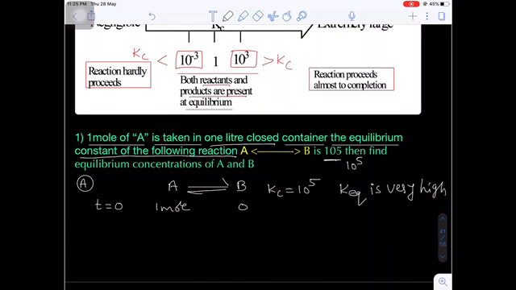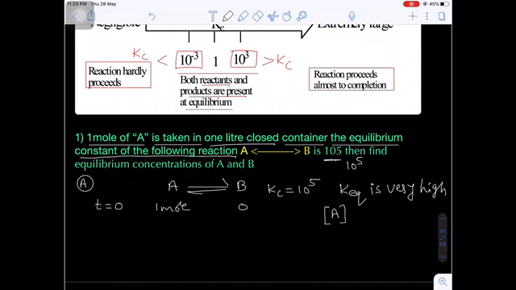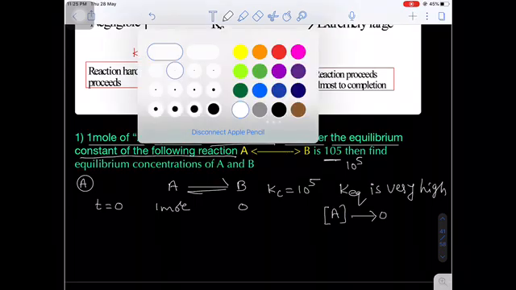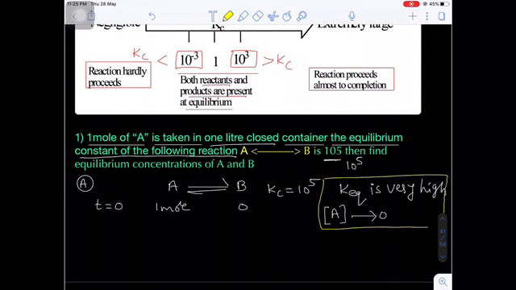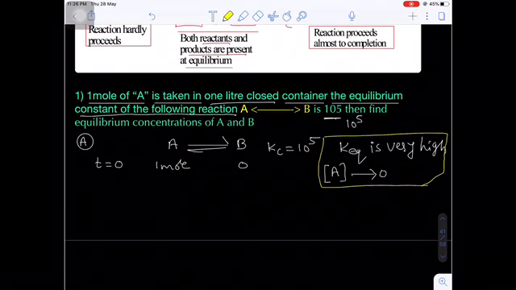Very high. That means the concentration of reactants, which is capital A, is almost tending to 0. This is valuable information which we have to remember. When the equilibrium constant is greater than 10 to the power 3, then we have to consider that the reactants are almost negligible and the maximum concentration of products will be present.